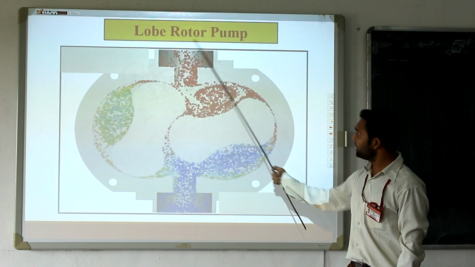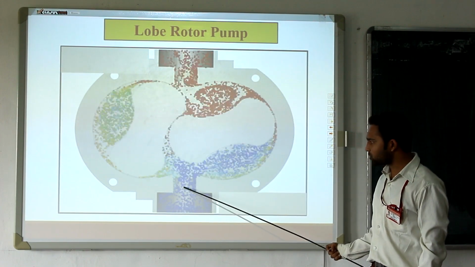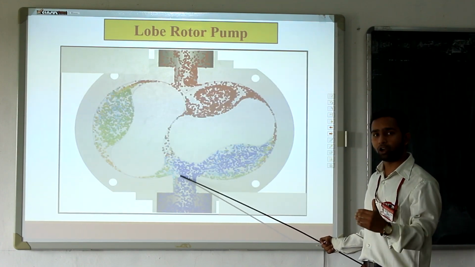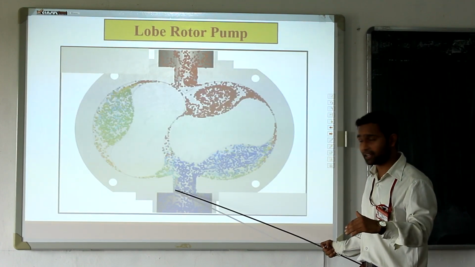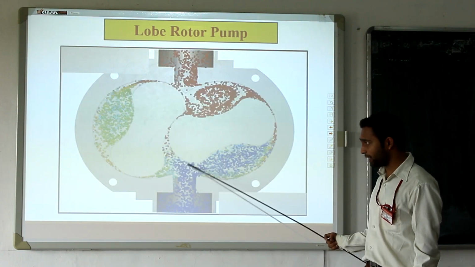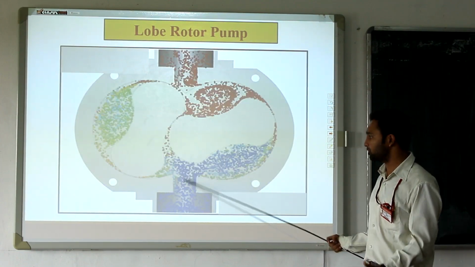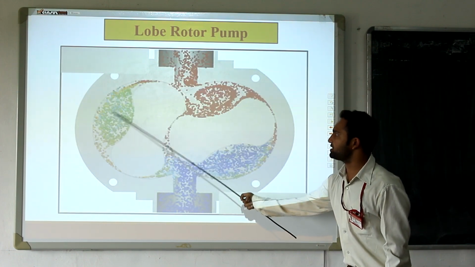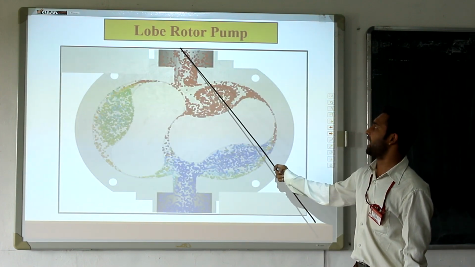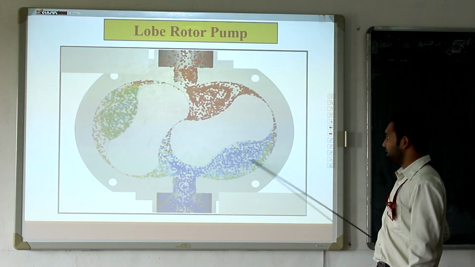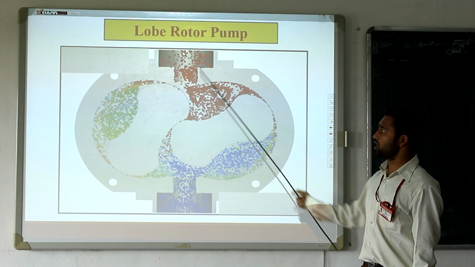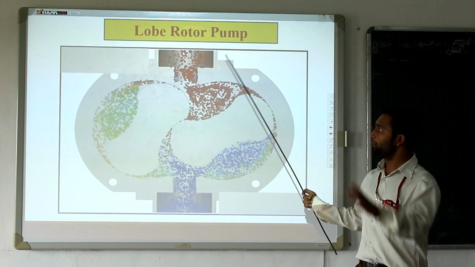In a lobe rotor pump, from the downside, suction is possible because the area increases, volume increases, pressure decreases, a partial vacuum is generated, and suction is possible. That's why fluid moves towards the inlet, travels along the periphery, and moves towards the outlet. From this side, similarly, the same thing happens. So this is the construction of the lobe rotor pump.